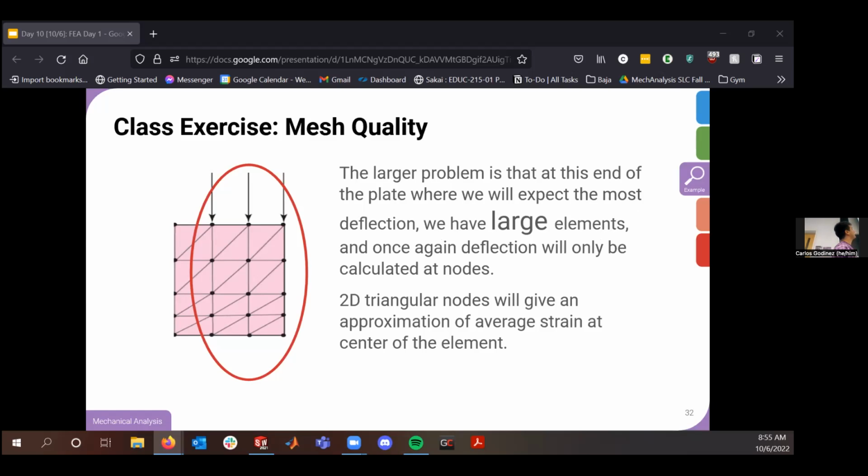And the elements, the deflection is again only calculated for the nodes. Because we have such large elements and we're using 2D strain, one first order 2D surface element, we're only going to get a rough approximation of the average strain at the center of each element. If we had bumped this mesh up and made it much tighter, we would still only get average stress at each element, but we have so many more elements now that I could feel a little more confident that I'm doing something closer to reality.